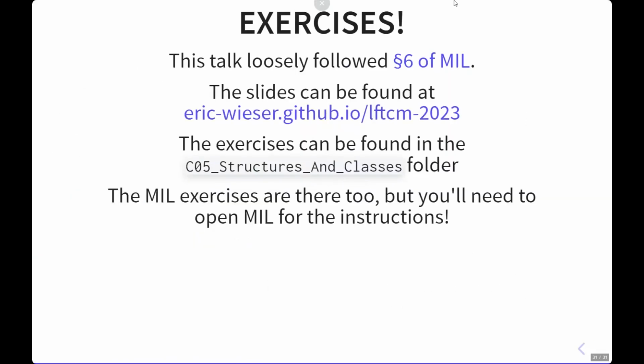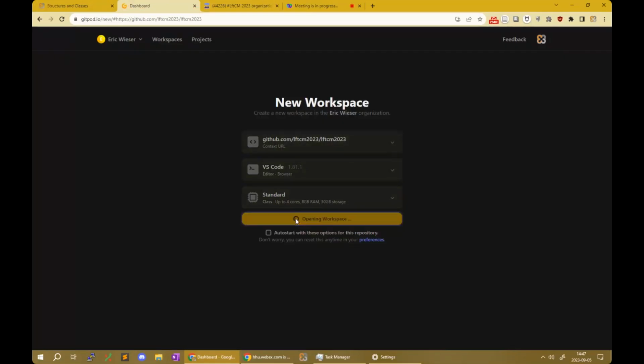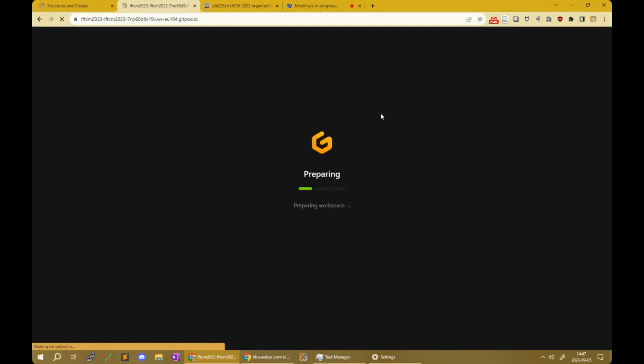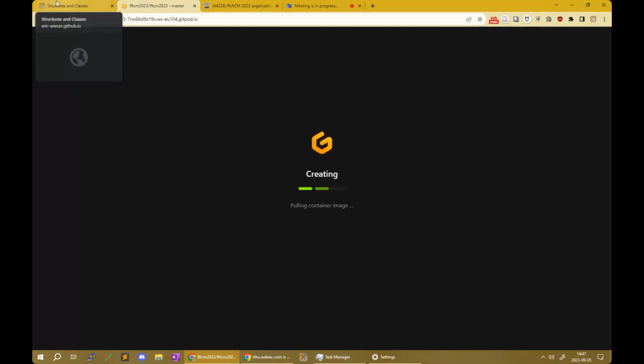What I will briefly show you is that I can't exit this window. I was hoping that would still be open. Any questions while that loads?